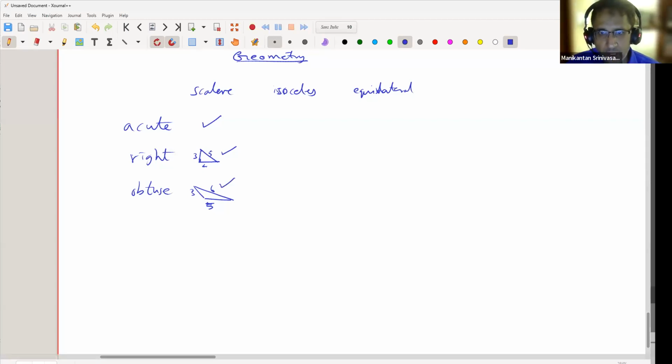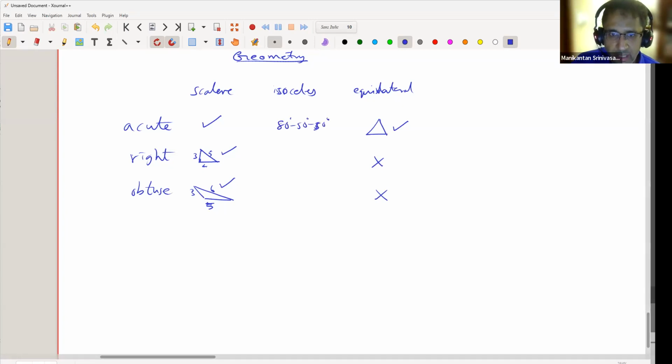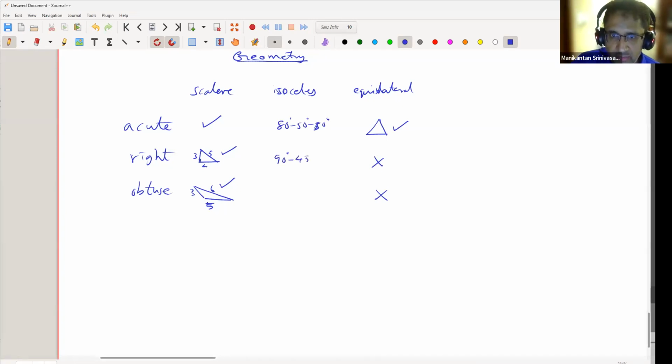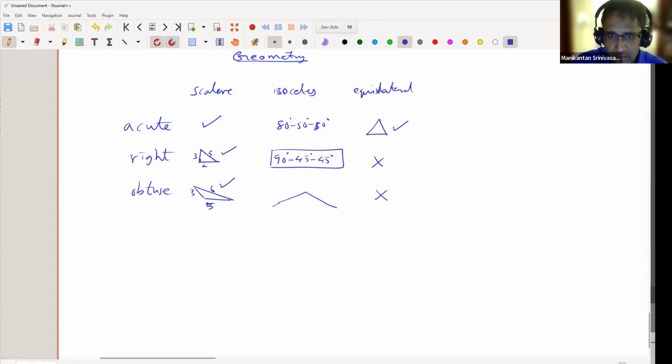What is not possible, we'll rule it out. Now, an equilateral triangle has to be only 60, 60, 60. So the only possibility is equilateral being acute. Equilateral cannot be right, equilateral cannot be obtuse. An isosceles can be any of the three again. An acute angle isosceles triangle would be, let's say, 80, 50, 50. And if it has to be right angle and isosceles, this is very famous, 90, 45, 45 is the only possibility. An obtuse angle triangle is possible like this. For example, this top angle can be 120 degrees and these can be 30, 30.